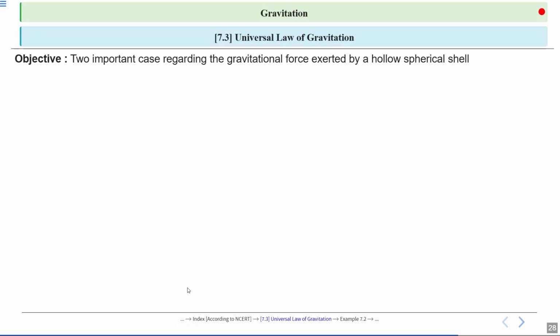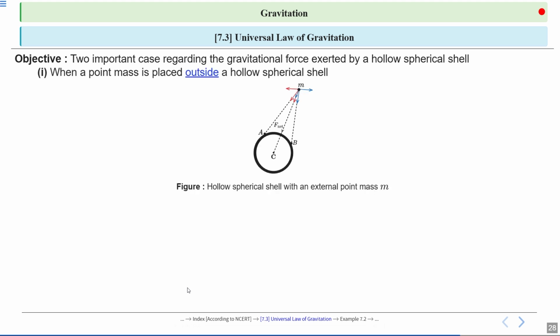Now we will study two important scenarios involving gravitational force exerted by a hollow spherical shell. Understand how these forces behave when a point mass is placed in different positions relative to the shell. So in the first scenario, we have a point mass located outside a hollow spherical shell. As you can see in the figure, the point mass is external to the shell. This setup is important for understanding how gravitational forces act in such a configuration.